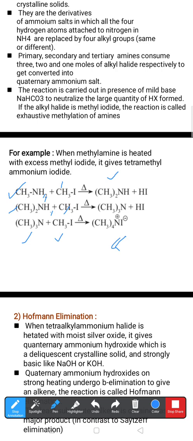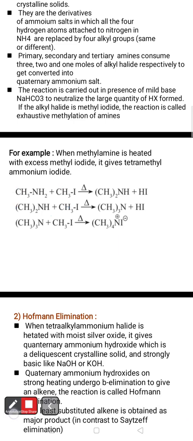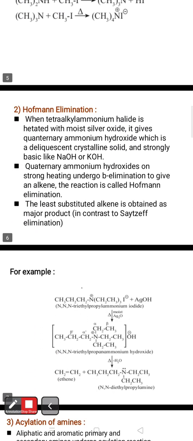Remember this one. Now the second method we'll see is Hofmann elimination. Elimination means something is going to be eliminated, removed out. That's what elimination is. Here tetraalkyl ammonium halide is heated with moist silver oxide. What is moist silver oxide? Ag2O reacts with water molecule. That is what moist silver oxide is.